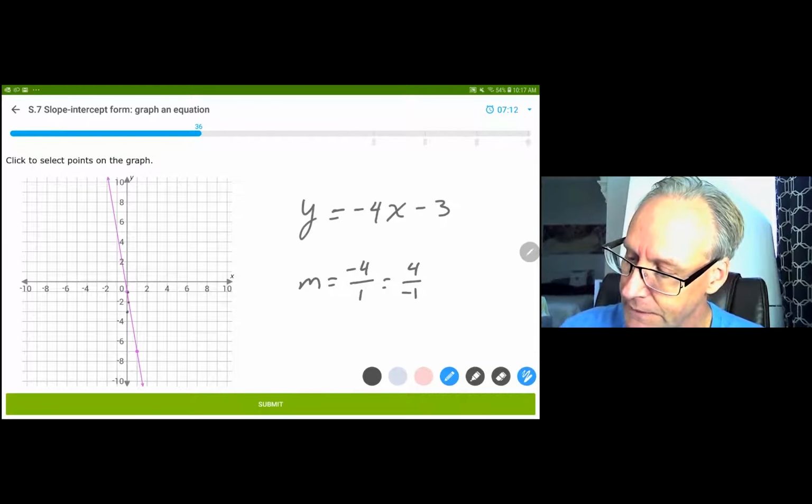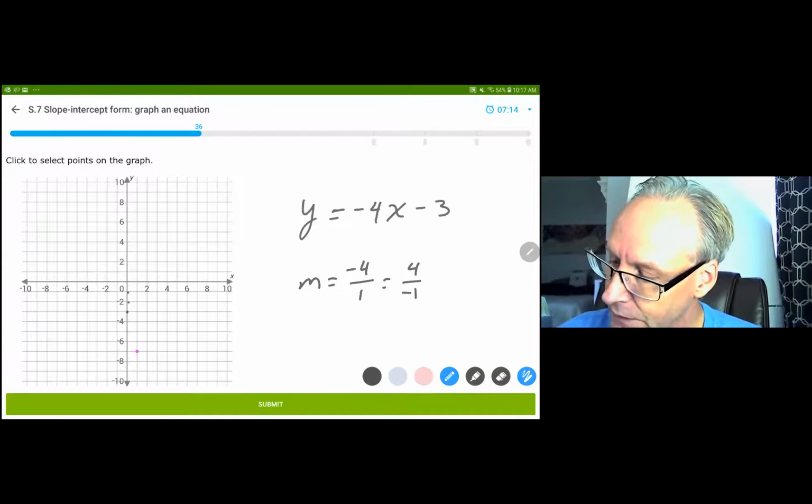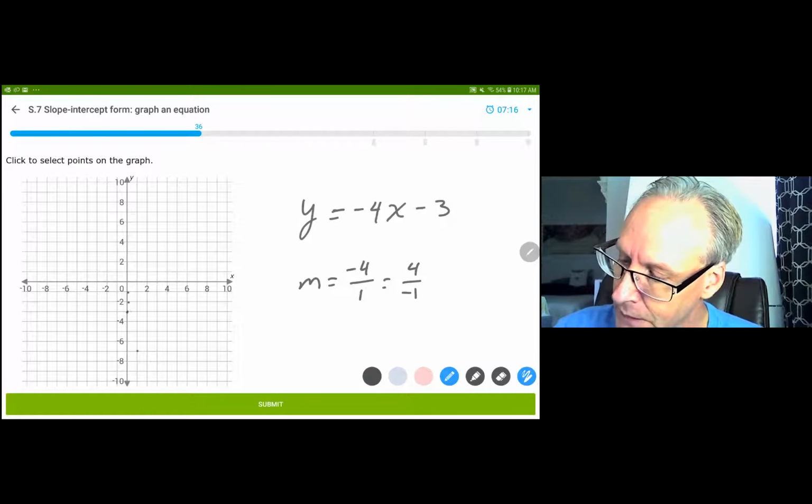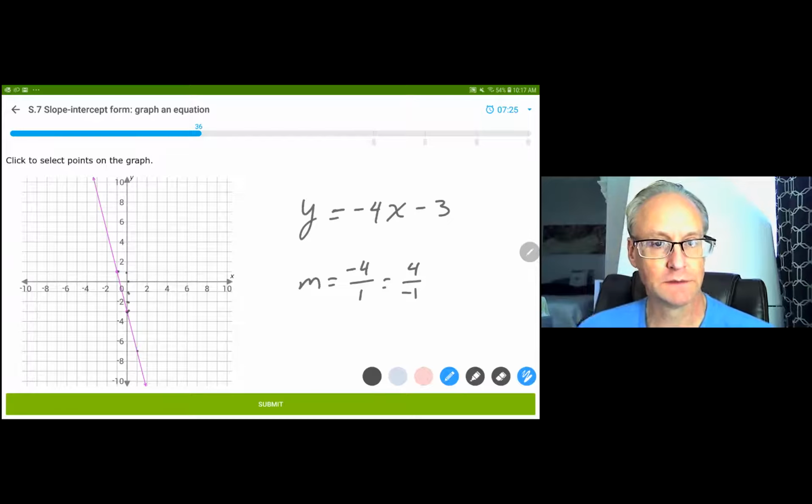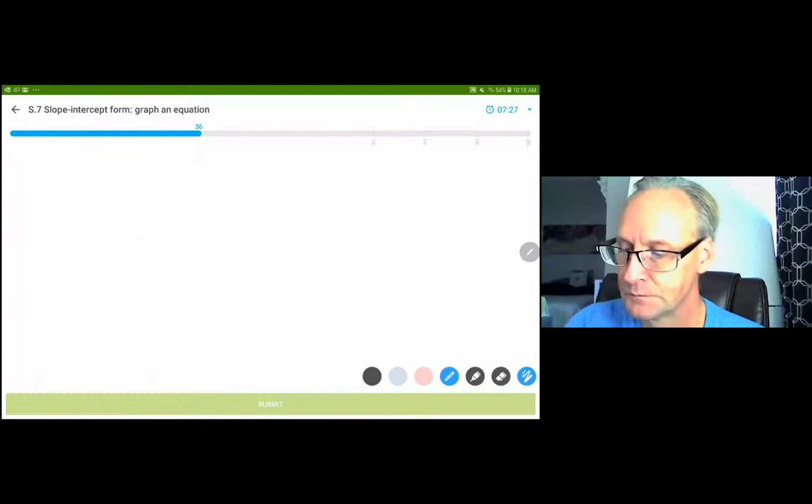oh, I can't do it that way. Let me restart it here. Let me get rid of this one for a second. So I'm starting here, and I can go up 1, 2, 3, 4, and back 1. And I'll still have a slope of negative 4. So just wanted to point that out.